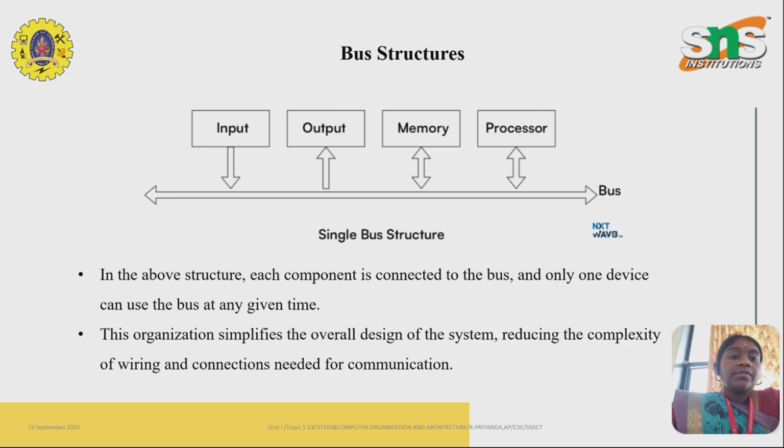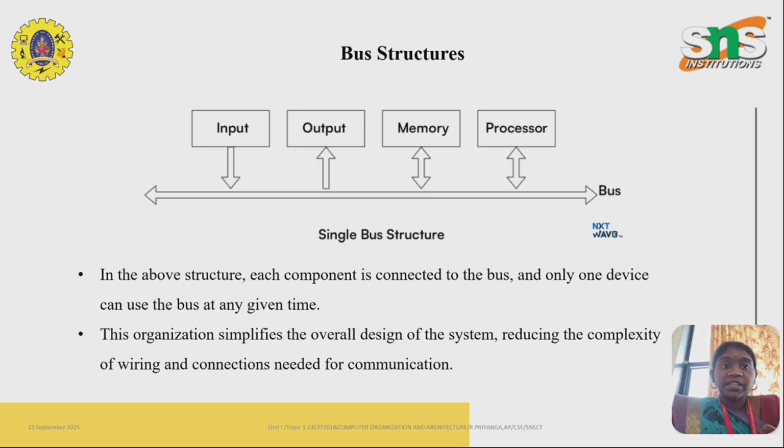In the last class, we saw the bus structures. What are the bus structures? They are the data bus, address bus, and control bus. What are these things, and why do we use them? We saw that in the last session. Now we're going to see the single bus structure.